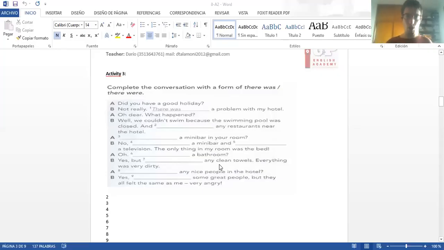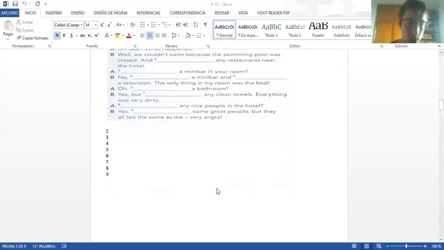So, in activity 3, you have to complete the conversation with a form of there was or there were. Okay, pay attention. It's a dialogue. Pay attention if you have to complete an affirmative sentence, a negative sentence, or a question. The question is very easy to identify because you have the question mark. In the case of a negative sentence, remember that you have to include not, right? And in the case you need a negative sentence, it will be indicated. Remember that any is used with negative sentences. So you could say, for example, there aren't any clean towels.